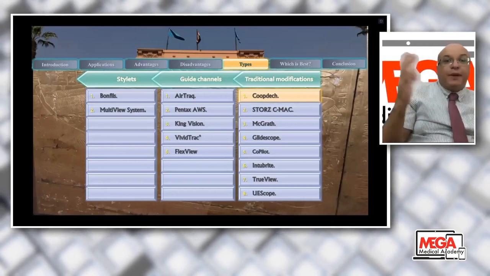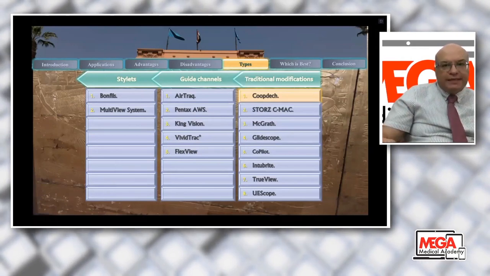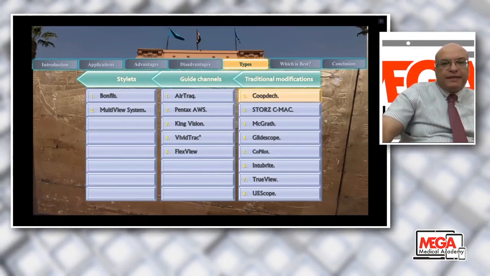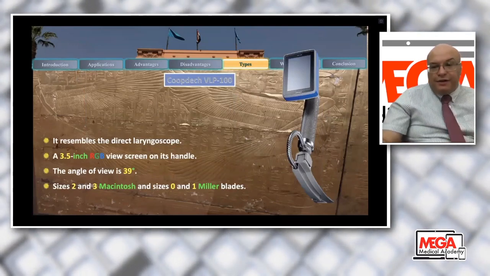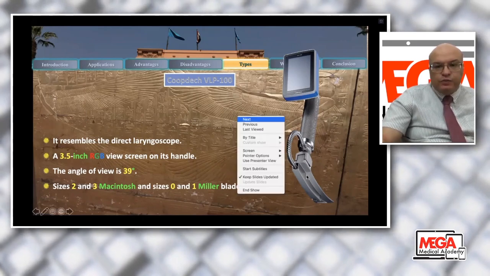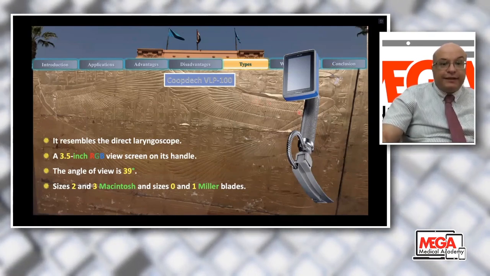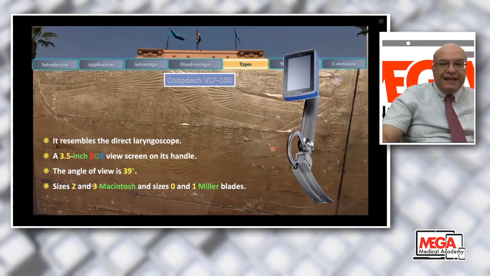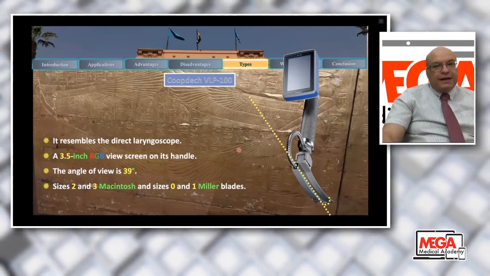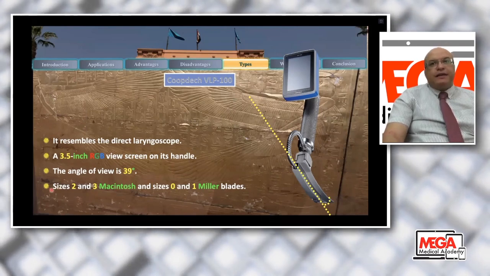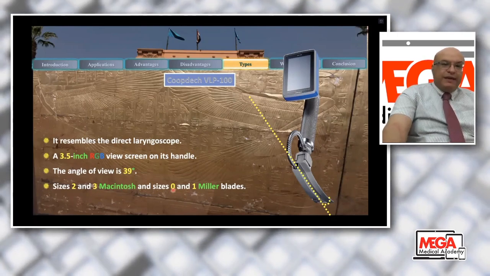Traditional modifications, from its name, look like our routine. You routinely use the Macintosh blade, the curved blade. All of them are coming from the same concept. Copdek VLB100 resembles the direct laryngoscope, as you can see here. There is an attached 3.5-inch RGB screen over the handle. The angle is small, 39 degrees, compared with other curved blades. It's available in sizes 2 and 3 Macintosh curved blade and the straight Miller blades 0 and 1 for pediatrics.